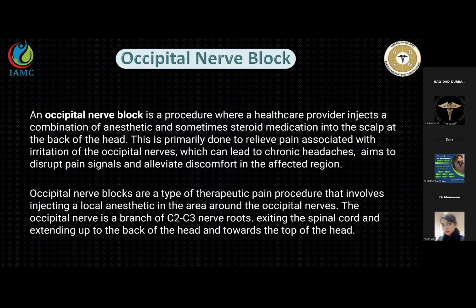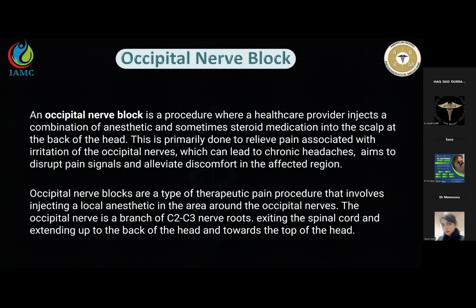Occipital nerve block is a procedure where the healthcare provider injects a combination of anesthetic and sometimes steroid medicine. So there is a difference between the therapeutic block and the diagnostic block. If you just want to confirm your diagnosis of occipital neuralgia, you just give local anesthetic. But if you want to give a therapeutic block, then you add steroid with that so that the block will be prolonged.